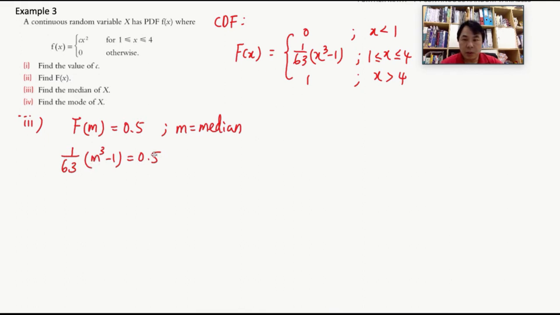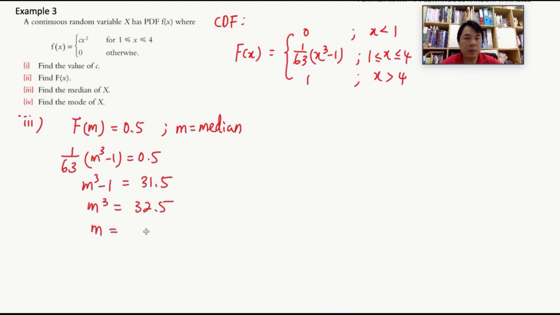Okay, so if I bring this over here, I would be able to get m cubed minus 1 equal to, let me see, 31.5, that should be correct. And then m cubed should be 32.5. So just let me check one more time in case I make any mistake here. Yeah, correct. So this one will be 32.5.